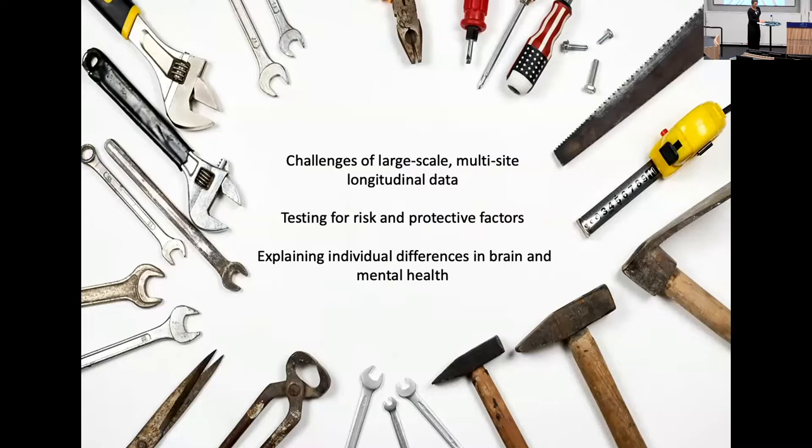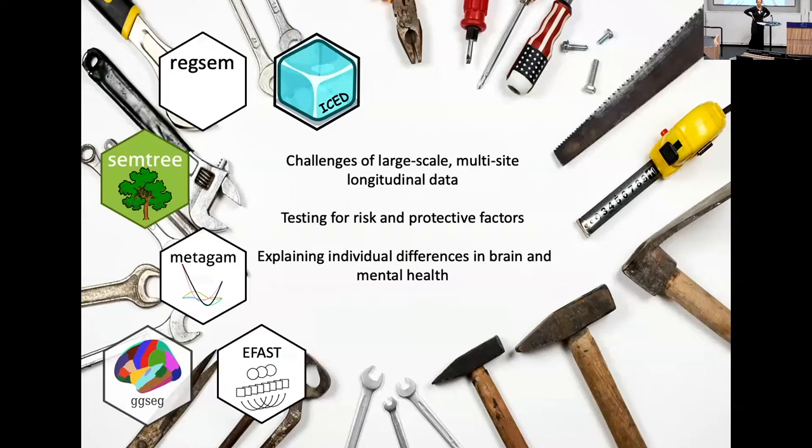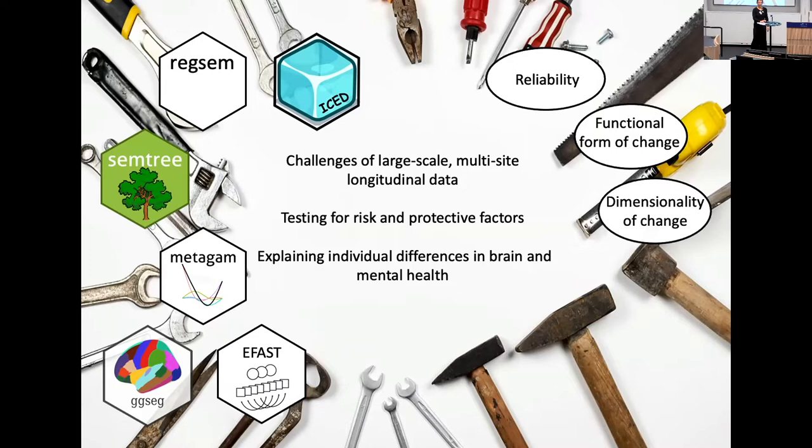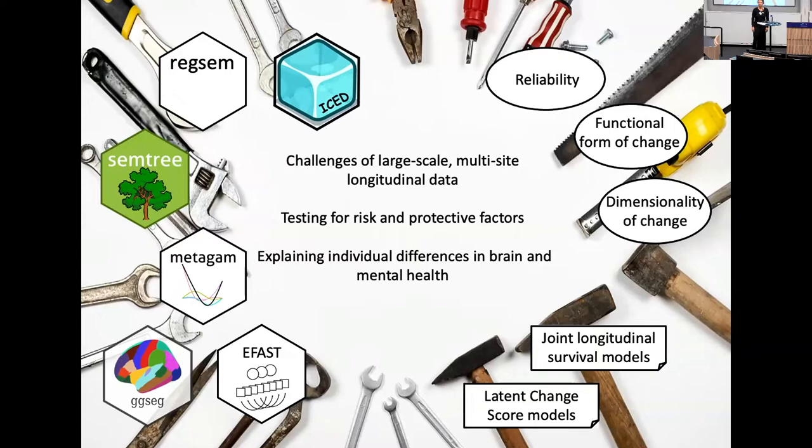Okay. Yeah, so the statistical tools that were developed evolved around the challenges of large-scale, multi-site longitudinal data, and were designed mainly to tackle the task of testing for risk and protective factors, explaining the individual differences in brain and mental health that we observed in the different cohorts. But we always had in mind that these should be used beyond Lifebrain as well. So there is a number of open source software packages that have been developed, a number of theoretical contributions, and also very practical hands-on step-by-step tutorials for using different approaches that were useful for us, but that we didn't develop ourselves. So I'll give you a short walk through these topics, very briefly spotlighting each of them.